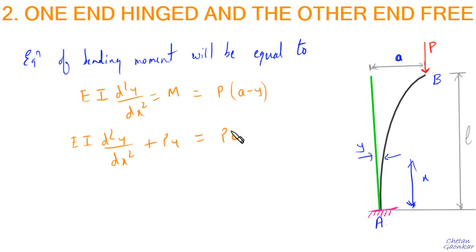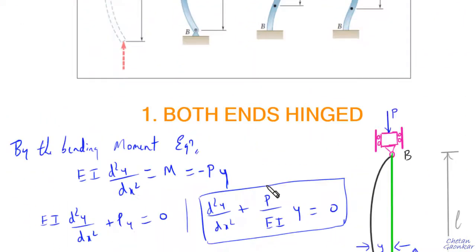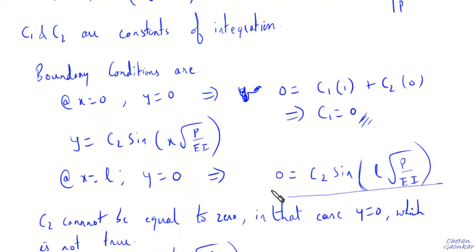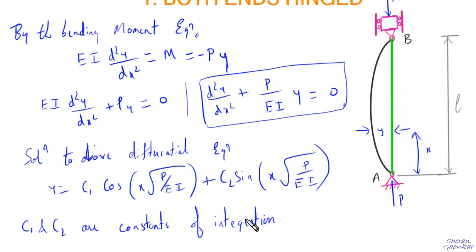Now in the earlier equation, the right hand side was 0. Further, if I divide the entire equation by EI, I will get d²y/dx² + (P/EI) y = (P/EI) a. In our earlier equation, the right hand side was equal to 0, otherwise the equation was the same, but on the right hand side there were no terms. This was equal to 0.